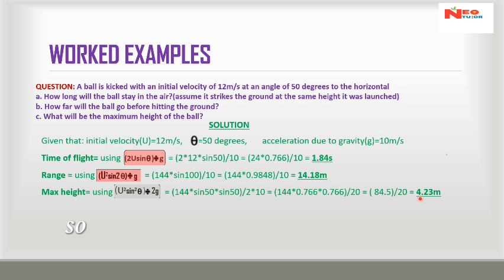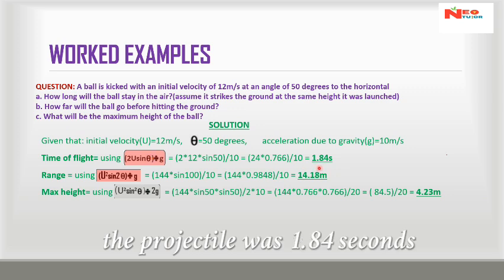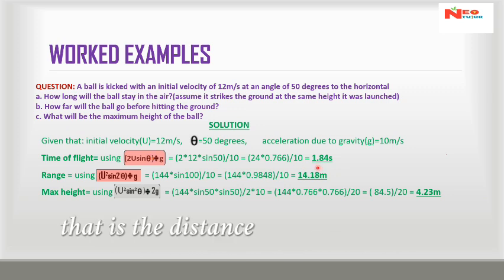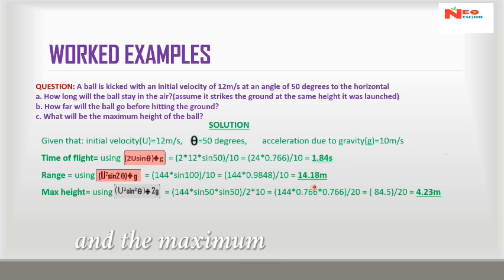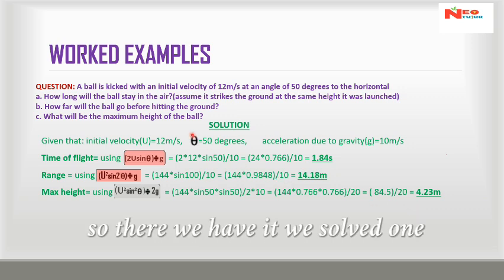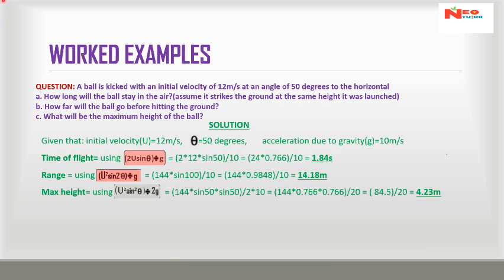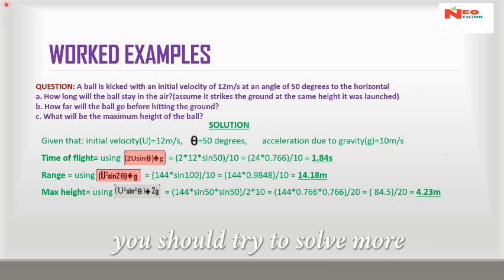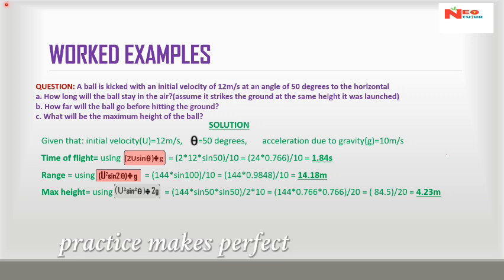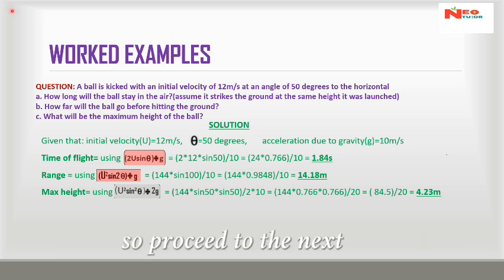So what they are trying to say here is that the time of flight of the projectile was 1.84 seconds. The range, that is the distance it covered, was 14.18 meter, and the maximum height it reached before moving downward again was 4.23 meter. So there we have it. Solved one example, and you should try to solve more. Practice makes perfect, like they say. So proceed to the next slide.